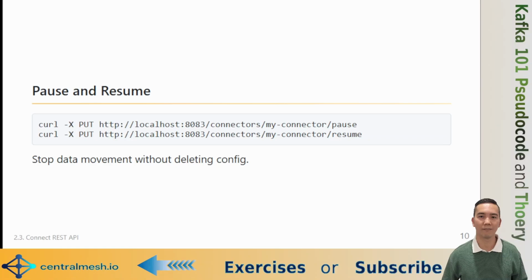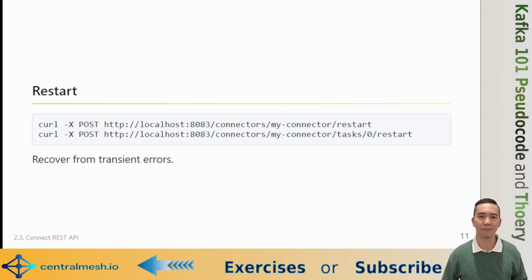Sometimes we need to temporarily stop data movement without removing the connector itself. The pause operation tells Kafka Connect to stop processing records while keeping the configuration. Later, the connector can be resumed and continue operating using the same configuration. This is particularly useful during maintenance windows, downstream outages, or troubleshooting activities where we want to stop traffic temporarily without redeploying.